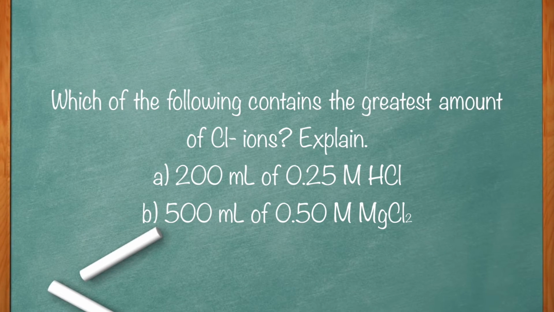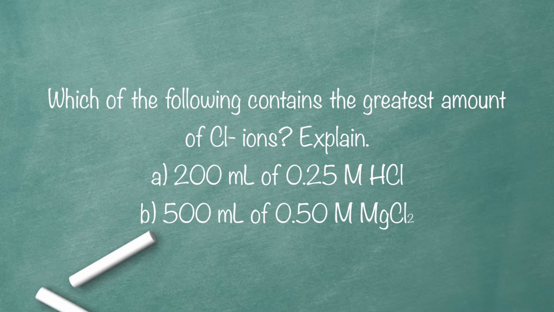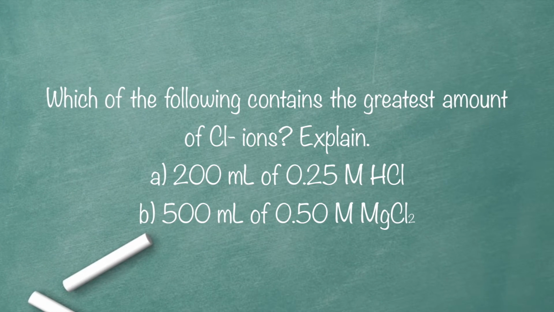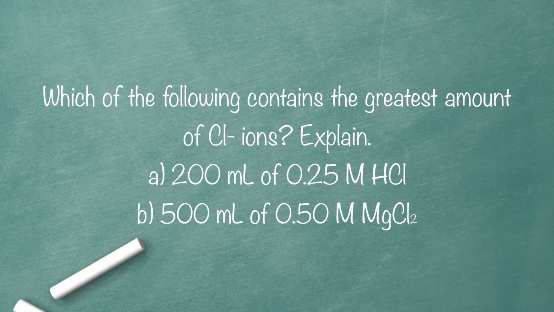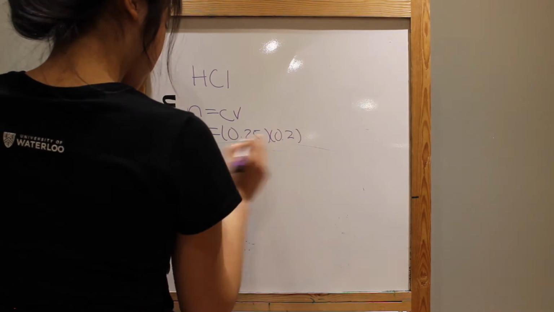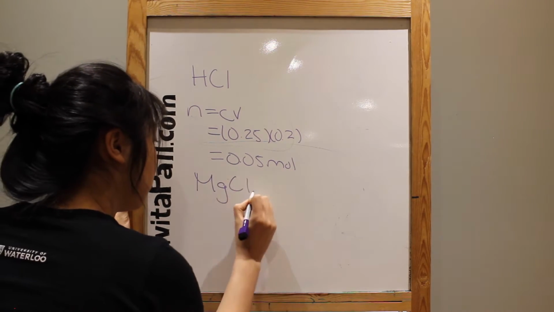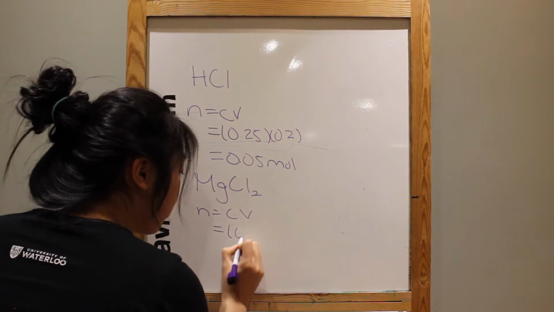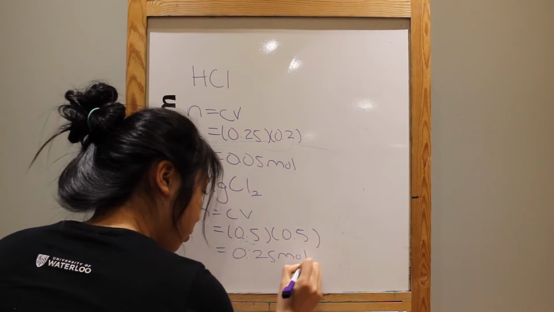So our next question is, which of the following contains the greatest amount of chloride anions? A. 200 milliliters of 0.25 molar hydrochloric acid, or B. 500 milliliters of 0.5 molar magnesium chloride. So to find which solution has the greatest amount of chloride anions, we have to find the number of chloride ions in each solution, then compare our answers. So for both sets of information, we use the n equals CV formula to find the number of moles in each solution. Be sure to convert milliliters to liters.